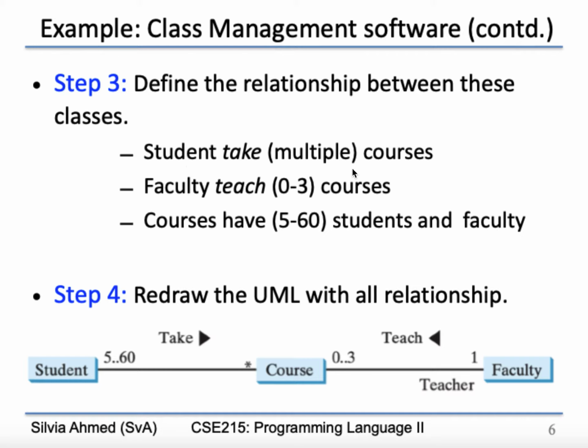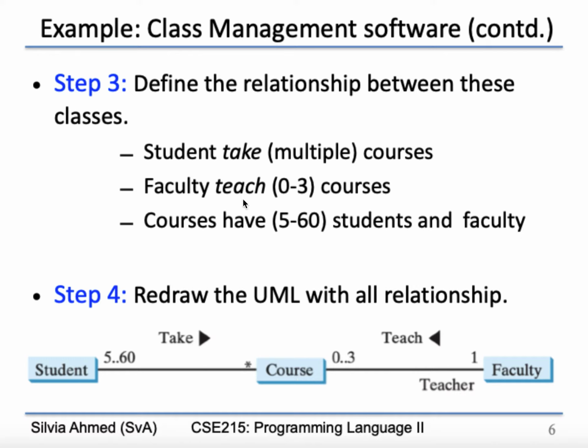So for multiple courses here, the number is kind of indefinite. It can be 0, it can be 1, 2, 3. There is no fixed value. So if a number is like this, we will put a star or asterisk sign here. So student takes multiple, that means an indefinite number of courses. So this asterisk sign will be with the course.